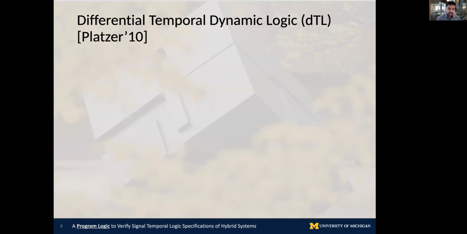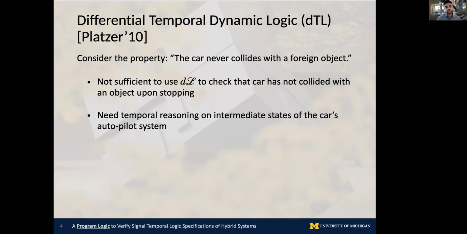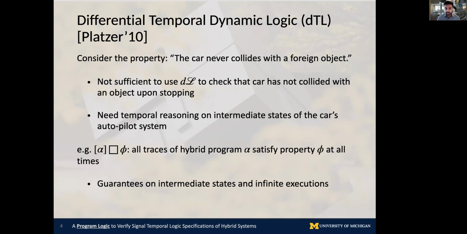Now that I've briefly introduced DL, let me get you to think about how you would go about proving some property: a self-driving car never collides with a foreign object, with the kind of reasoning that is enabled by DL. Spoiler alert, you cannot use DL for this property because it is not sufficient to say that the car is not colliding with an object when the program terminates, since there may have been a collision during the execution of the autopilot program. We need here to reason about intermediate states of the hybrid program, and this is exactly where differential temporal dynamic logic comes into play.